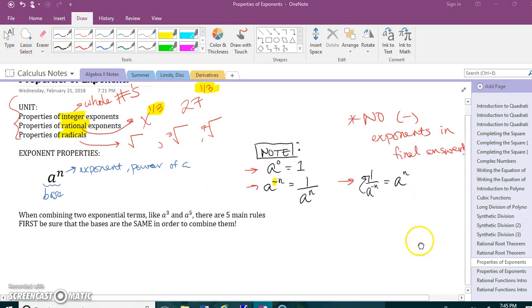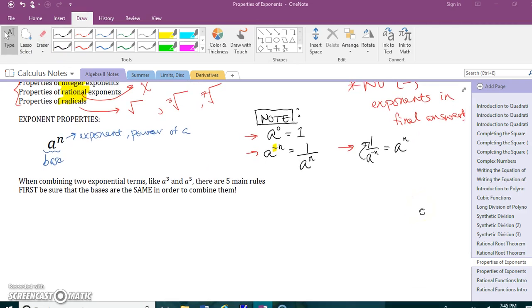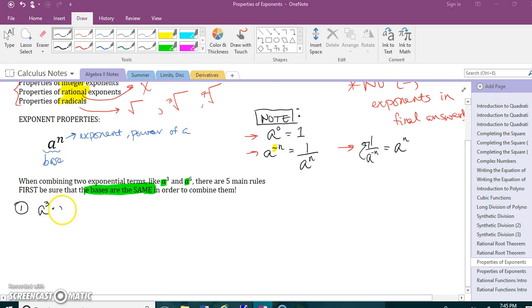So here are your 5 main properties. Keep in mind that whenever we do this, the bases need to be the same. If I'm trying to combine 2 things and their bases aren't the same, you can't even combine them. They're separate expressions. It's kind of like when you need like terms. If the bases are the same, you can apply these rules. We're going to go through these pretty quickly because you've seen these before. It's just a matter of brushing up on them.